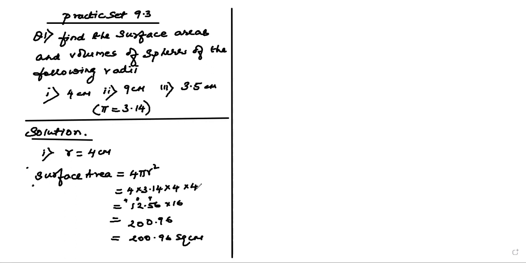12.56. 4 into 4 is how much, children? 16. Okay, 16 6s are 96, 9 carry over. 16 5s are 80, 8 carry over, 89. 16 2s are 32 plus 8, 40, 4 carry over. 16 ones are 16 plus 4, 20. 200.96 square centimeter. Okay. Then, children, the next one they want is volume.